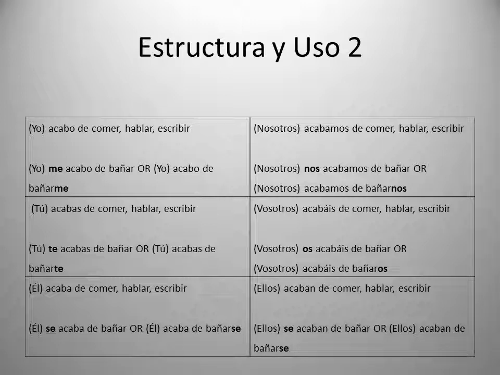Te acabas de bañar. Acabas de bañarte. Either of two places, perfectly correct. Se acaba de bañar. Acaba de bañarse. Okay? Notice what happens. Whatever you finish doing stays in the infinitive. De doesn't change. Acabas is conjugated, and the te can go either one place, either two places.